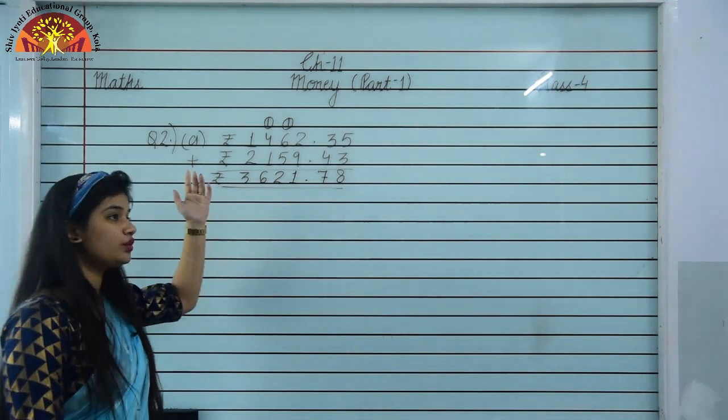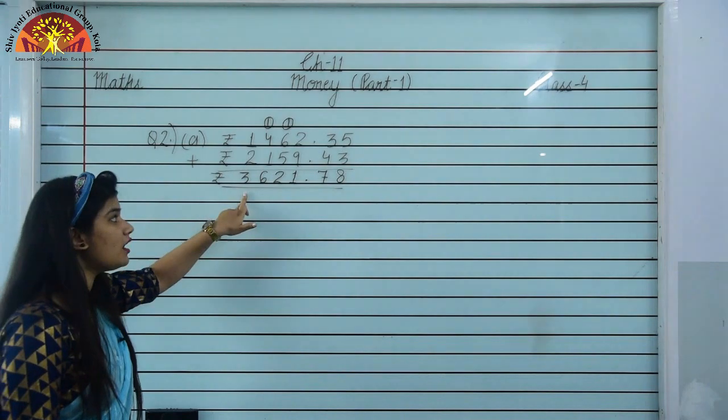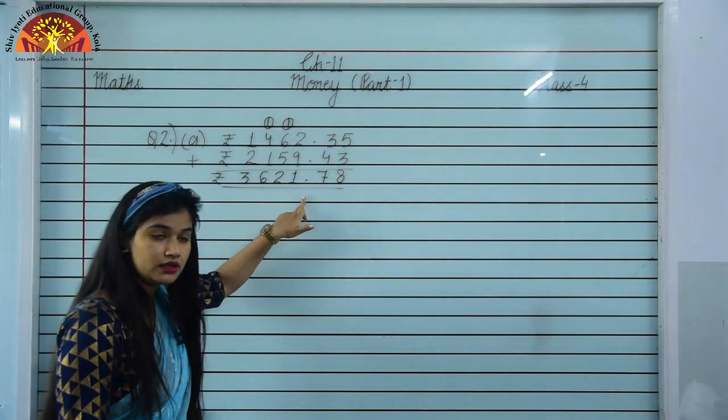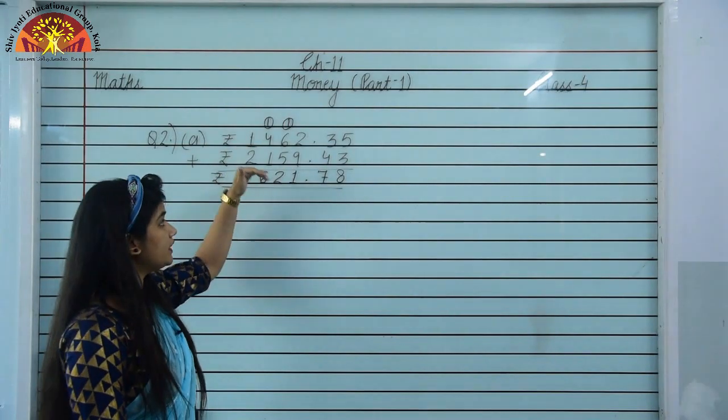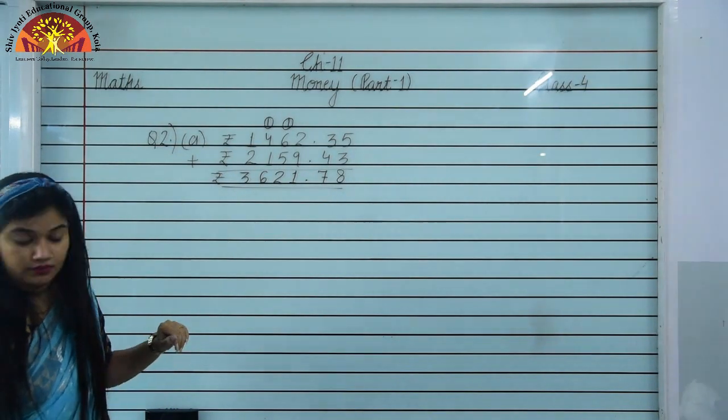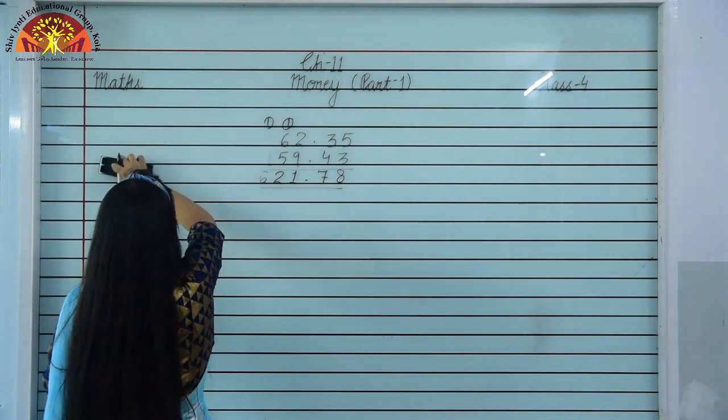3621.78, or you can read it like rupees 3621 and 78 paisa. Is it clear, students? So in this way you can add money. Now we are taking one more question.